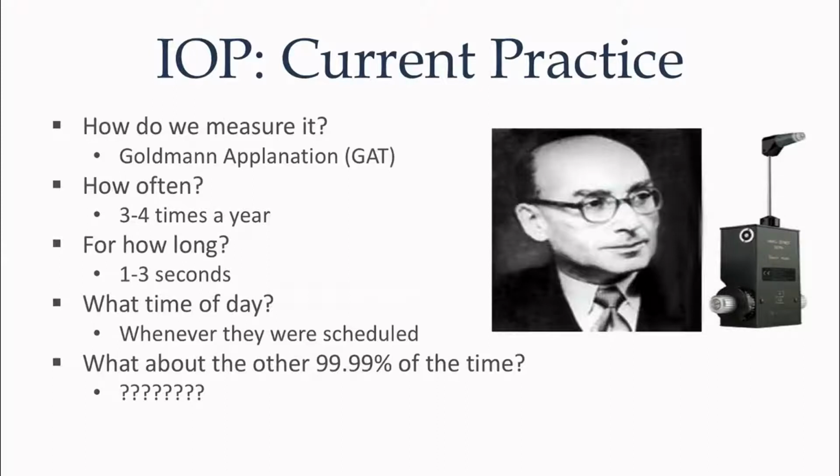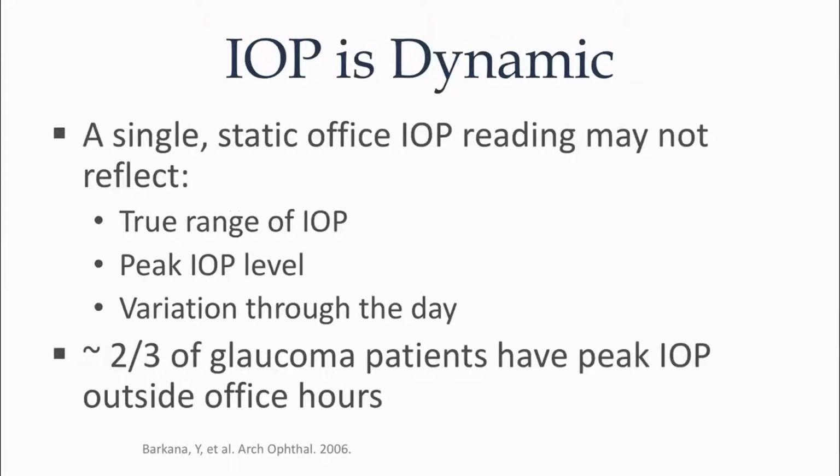Now, how do we measure it? Typically by Goldmann applanation. We do it 3 to 4 times a year. It might be 1 to 3 seconds total time during that year. And 99.99% of the time, we have really no idea what's happening. A single static intraocular pressure doesn't really tell us much about the true range of IOP, what the peak IOP is, what the variation is through the day. And 2/3 of glaucoma patients have their peak pressure, the maximum pressure, sometime outside of office hours. So we don't really know what that maximum is when we're setting our targets for therapy.